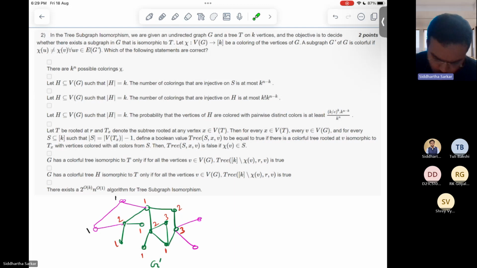Okay, so now we are going to look at these statements and decide which of them are true and which of them are false. First is: there are k to the power n possible colorings chi. It is not x, it is actually chi. So how many possible colorings are there? That is the question. Let us mark them A, B, C.